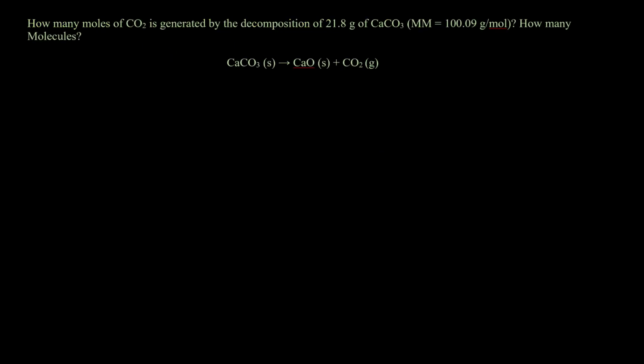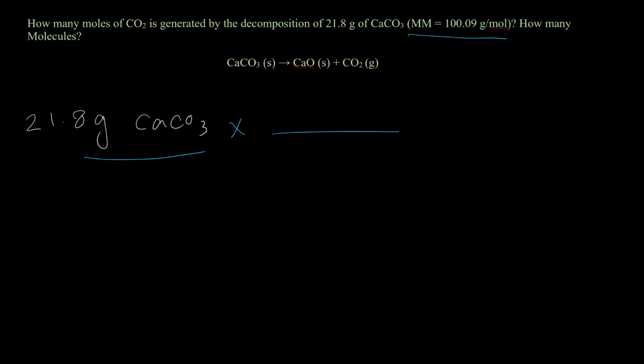Here in the second example, how many moles of CO2 are generated by decomposition of 21.8 gram of calcium carbonate? And also the question asks how many molecules. So the given information here is 21.8 gram calcium carbonate, and we would like to convert it to the mole of CO2. So first step, we need to use molar mass for conversion of gram of calcium carbonate to mole of that. Regarding the information from the question, 100.09 gram of calcium carbonate is equal to 1 mole of calcium carbonate.